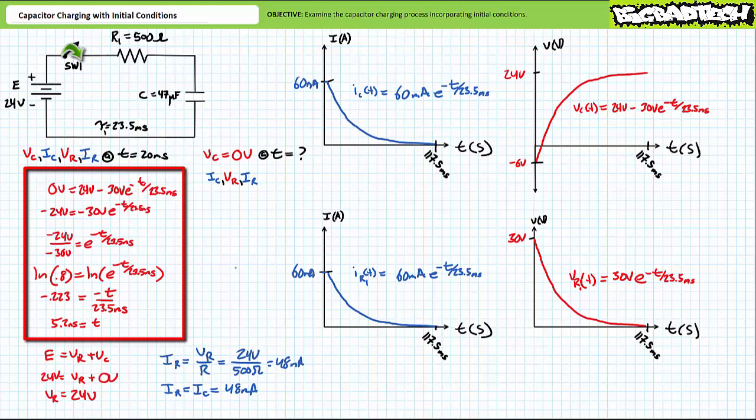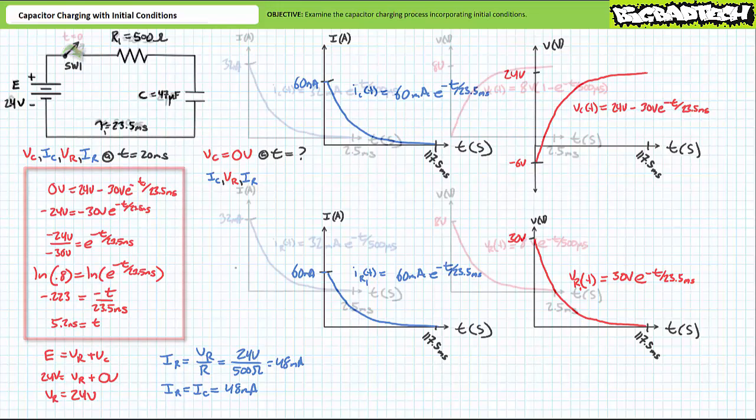Subtract 24 volts from both sides. Divide both sides by negative 30 volts. Take the natural log of both sides. Get rid of the negative signs on both sides and multiply both sides by the time constant. We're left with a time value of roughly 5.2 milliseconds.